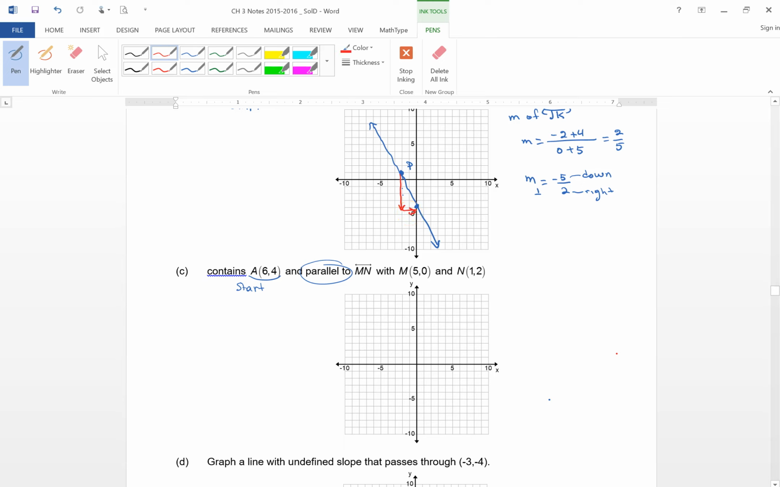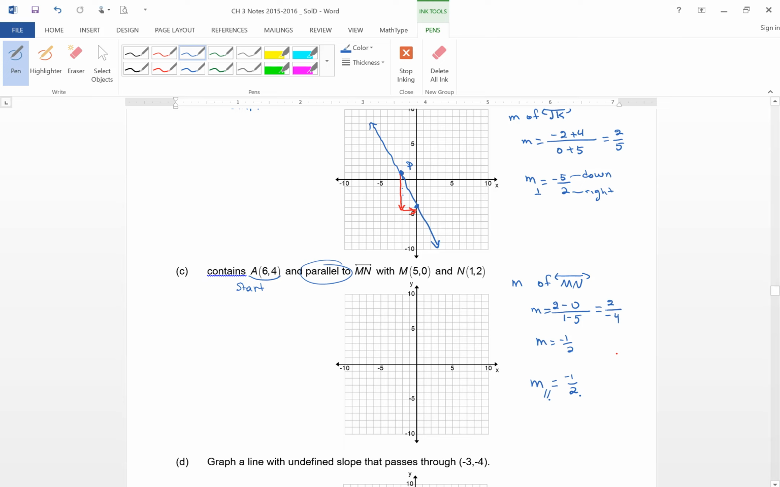Oh. Okay? So here, the slope of line MN is 2 minus 0 over 1 minus 5, 2 over -4, which is -1/2. So what's the slope of the parallel line? -1/2. Okay, they're the same slope.